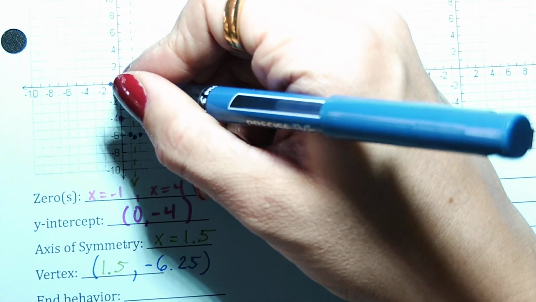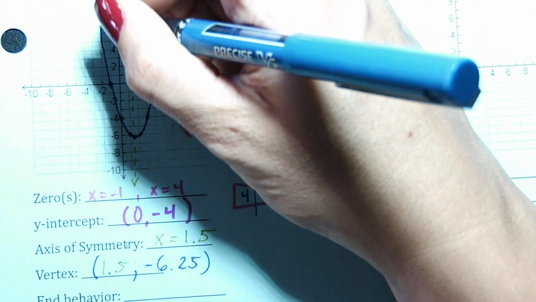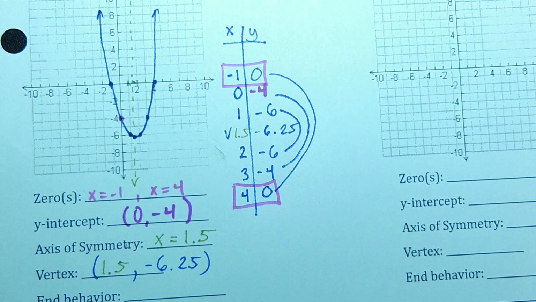And now we can swoosh on through those to make our parabola U. Making sure that you put arrows on the ends to show that it goes on forever and ever. On your own, state the end behavior, the domain, and the range for this one.